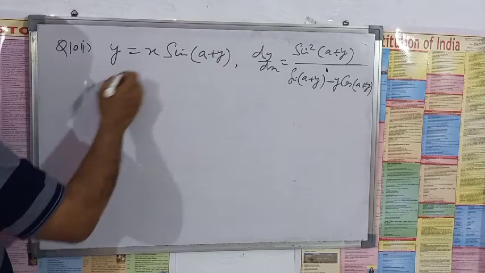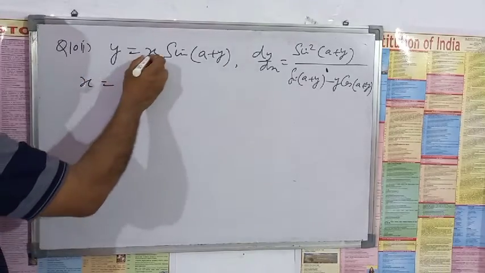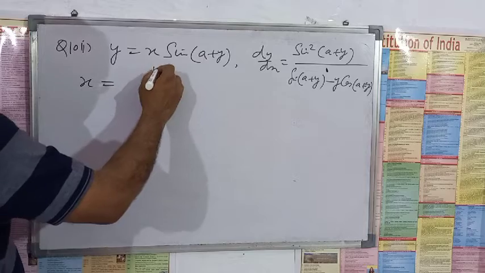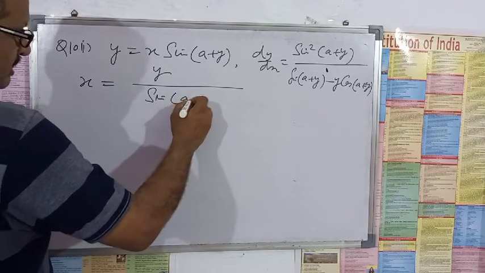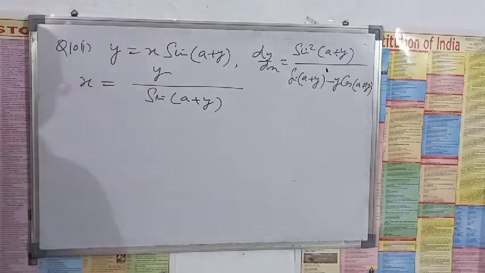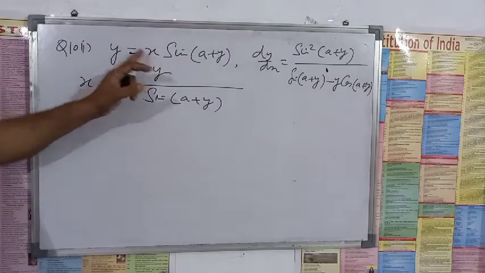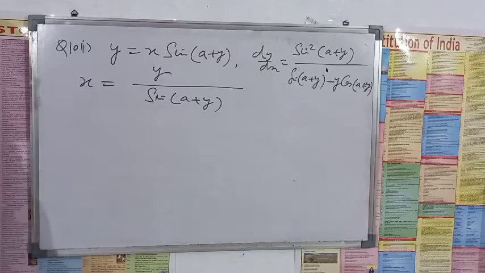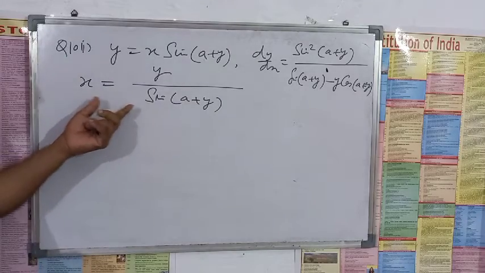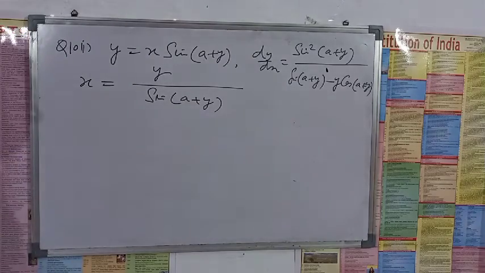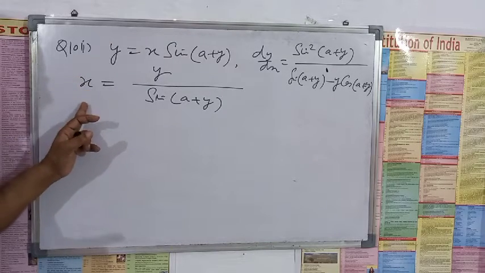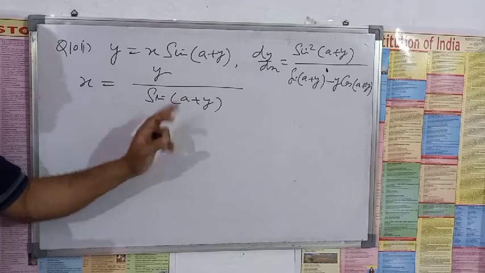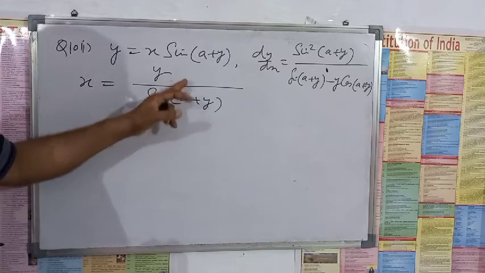So what will be x? Make x the subject. We can write x is equal to y upon sine a plus y. Now we will differentiate both sides with respect to x. Left side differentiation will be 1, derivative of x with respect to x. On the right side, we have to use the quotient rule.